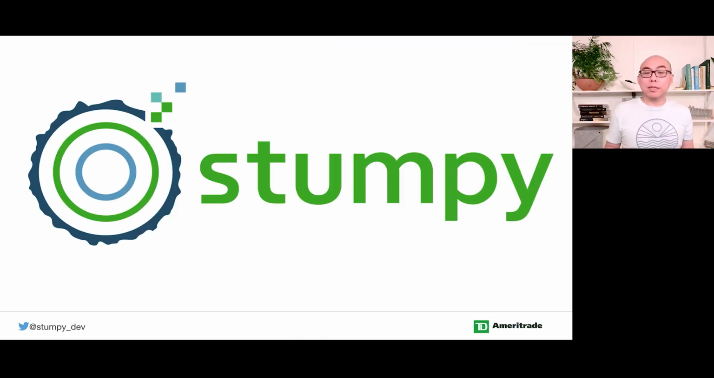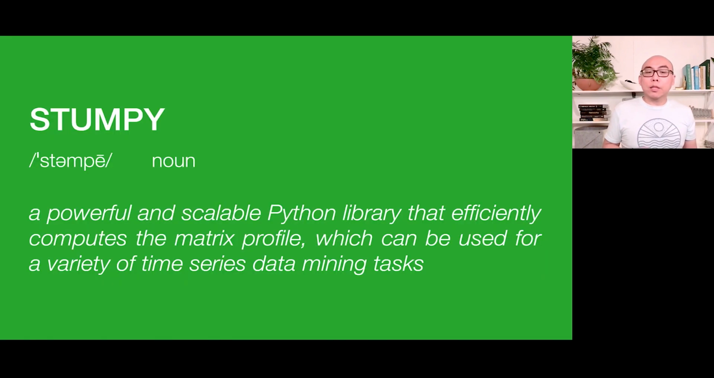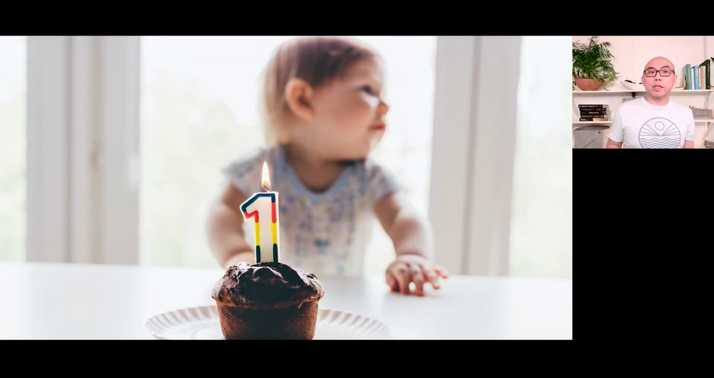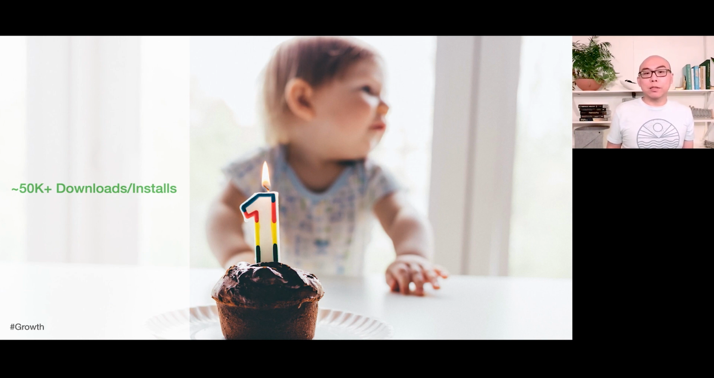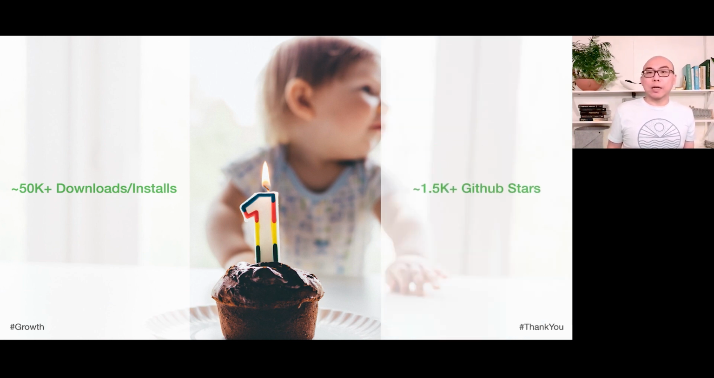And this brings us to STUMPY. Really, STUMPY was developed to validate a lot of these claims, to see if you can really compute these matrix profiles efficiently and quickly. STUMPY is a powerful and scalable Python library that efficiently computes a matrix profile so that you don't have to reinvent the wheel. And then once you have this matrix profile, you can use it for a variety of time series data mining tasks. STUMPY has been around for just over a year with over 50,000 downloads and installs and over 1,500 GitHub stars. So a lot of growth and a lot of support from the community.